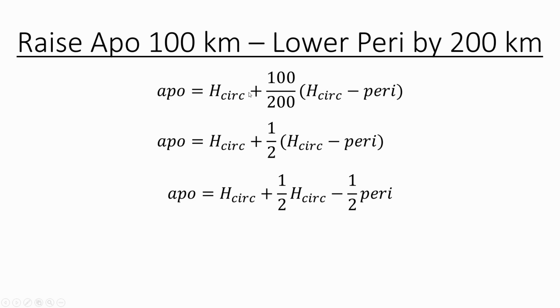Apo equals h circ plus, I move the 200 over. I'm still dividing by it either way, so I have 100 divided by 200 times the quantity of h circ minus peri. Now my next step is, I'm going to take 100 divided by 200 is just 1/2, so I'm going to clean that up a little bit. Now I'm going to distribute the 1/2 into the parentheses, and I get this. My apogee will be equal to the altitude of my equivalent circular orbit plus 1/2 the altitude of my equivalent circular orbit minus 1/2 my perigee.